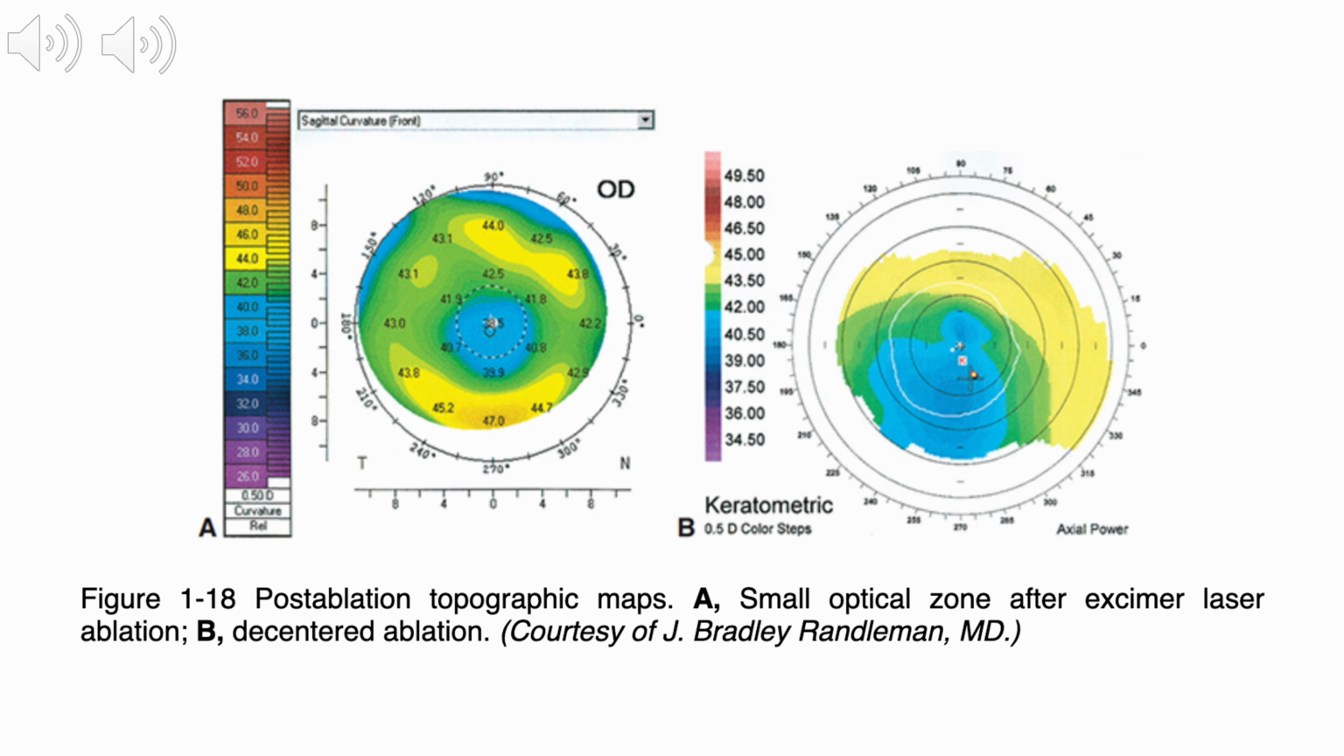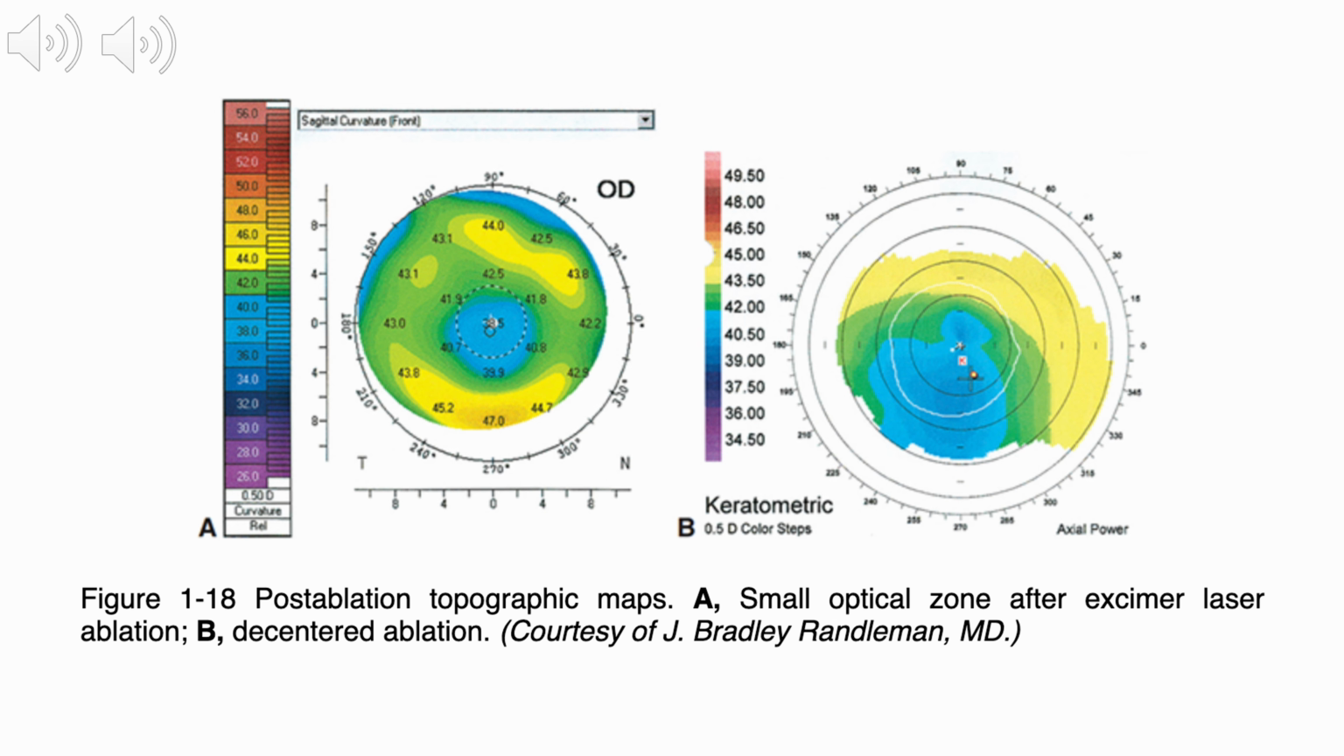On the right, this map shows a decentered ablation. Instead of the flattening being centered on the visual axis, the blue flattened zone is shifted off-center. This creates an asymmetric curvature pattern, which induces irregular astigmatism and higher-order aberrations, particularly coma. Clinically, this often presents as ghosting, smearing, or directional blur that cannot be fully corrected with glasses.